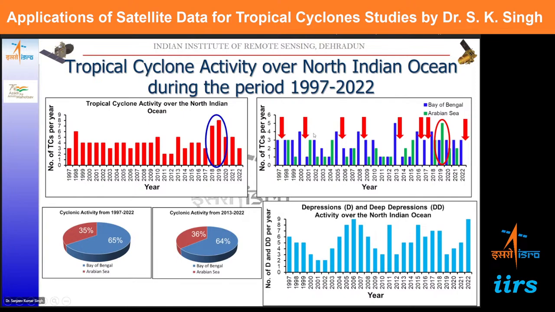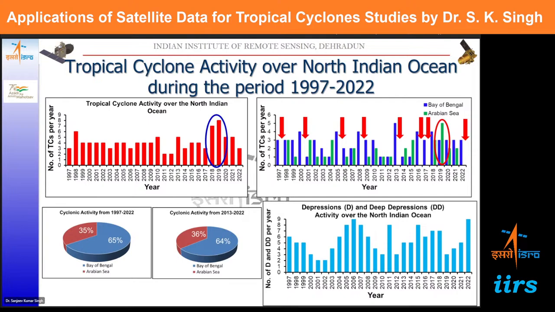If you look basin wise, like Bay of Bengal and Arabian Sea, in this graph you can see that the blue bar shows the number of tropical cyclones formed over the Bay of Bengal, and the green bar shows the number formed in the Arabian Sea. You can see generally the number of tropical cyclone formations over the Bay of Bengal is more as compared to the Arabian Sea. 2019 was the particular year where the number of formations in the Arabian Sea was more as compared to the Bay of Bengal.